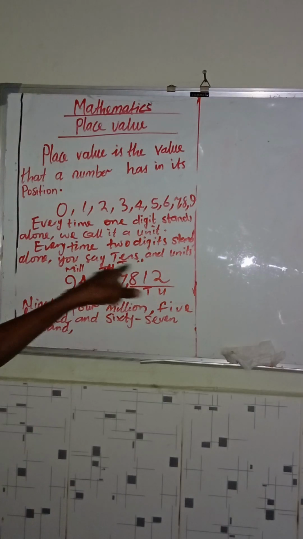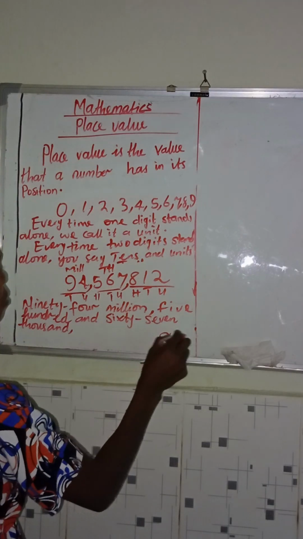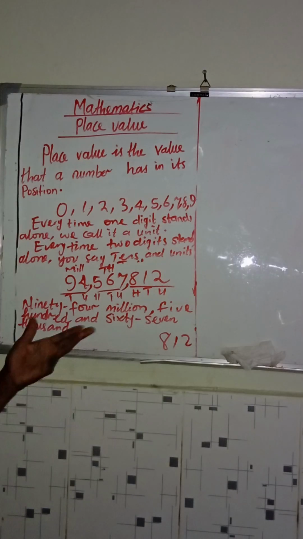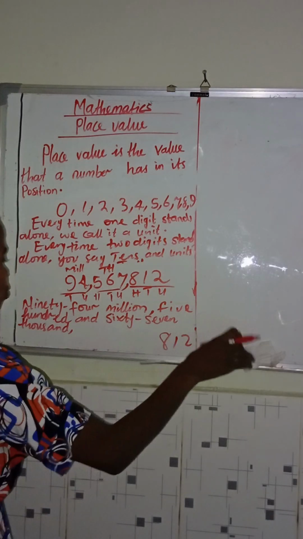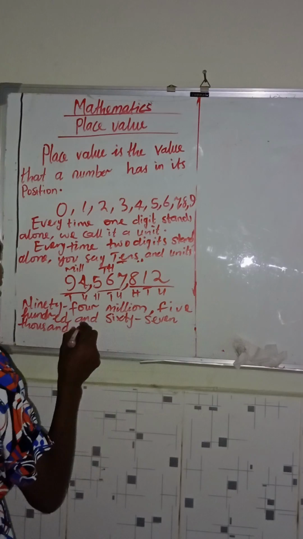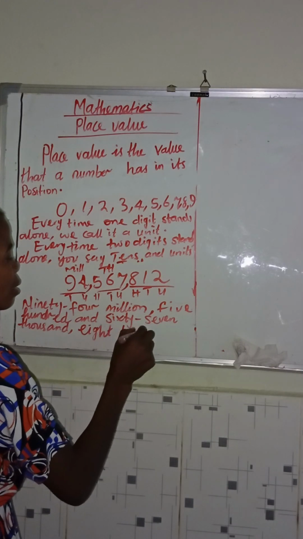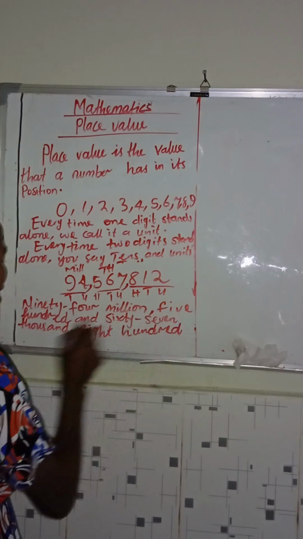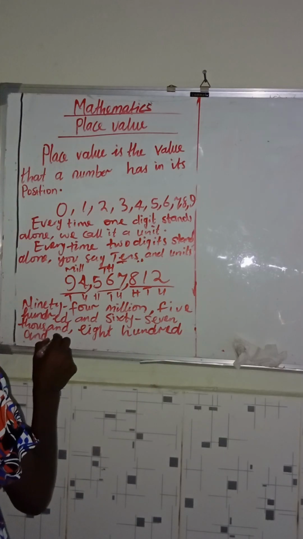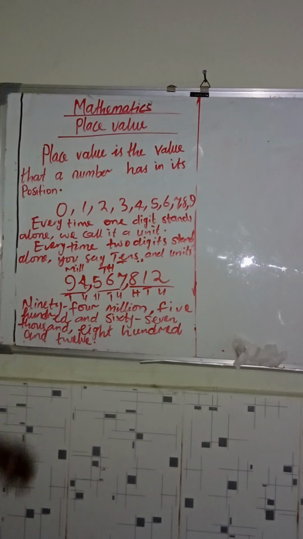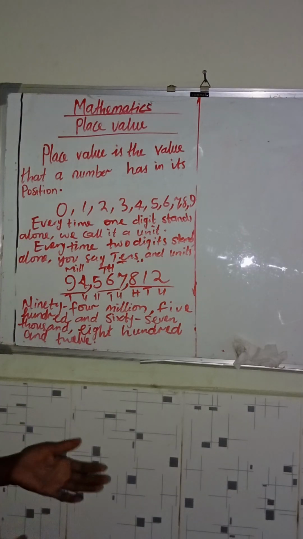Yeah? This one, how do you call it on a normal day? If I write something like this, you say what? 812. So I go 812. And that's it. It's as simple as that.